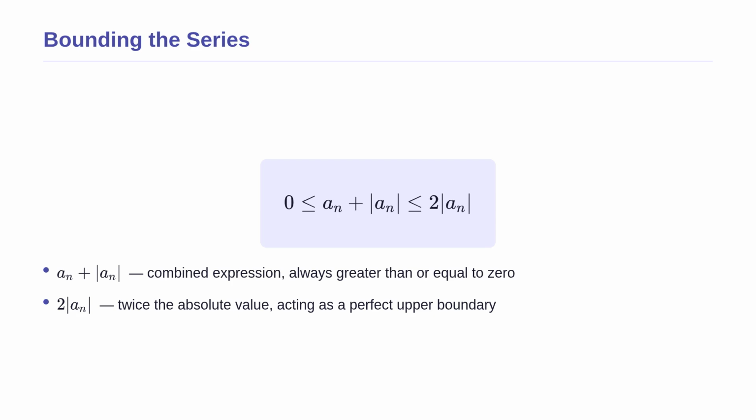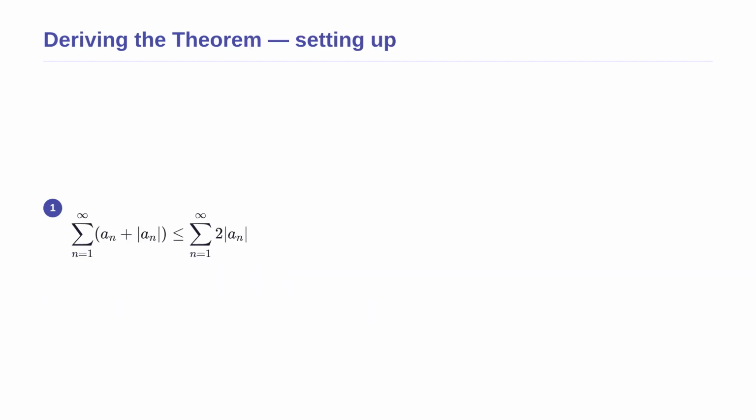Let us look at the mathematical foundation of its proof. The formula on screen shows a new expression created by adding the original term a sub n to its absolute value. If a sub n is negative, this sum is exactly 0. If a sub n is positive, this sum is exactly twice the absolute value. Therefore, this combination is always bounded between 0 and 2 times the absolute value. This perfect upper boundary is the key to proving our theorem. Now that we have established this bounding formula, let us use it to set up the proof of our theorem.